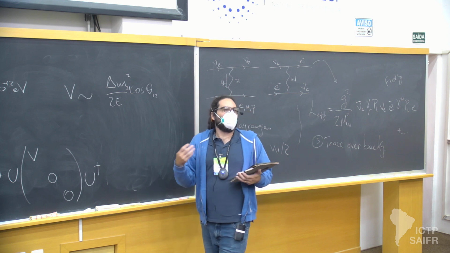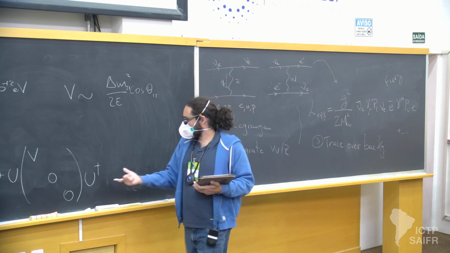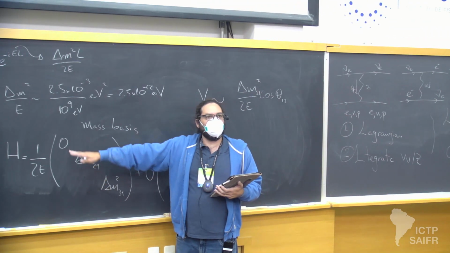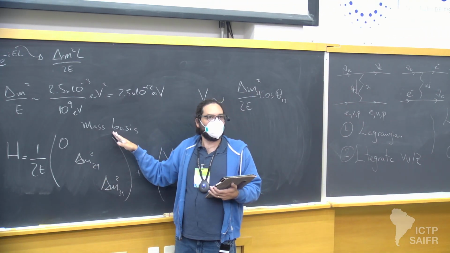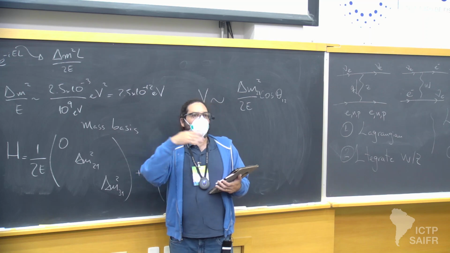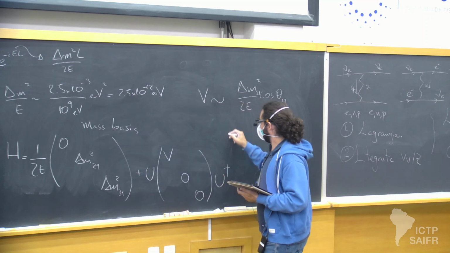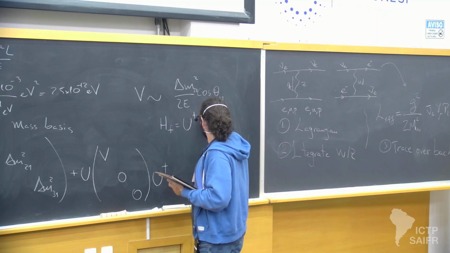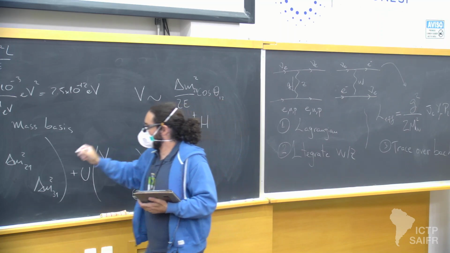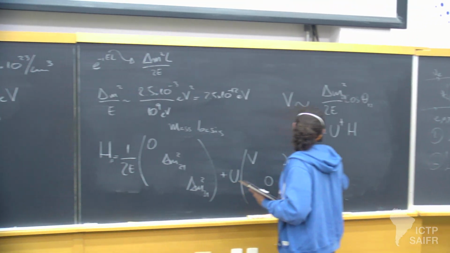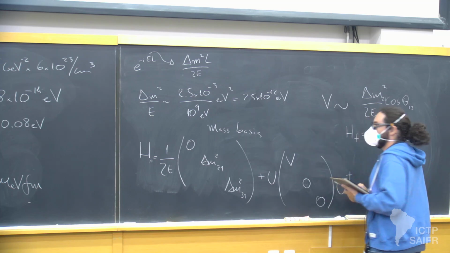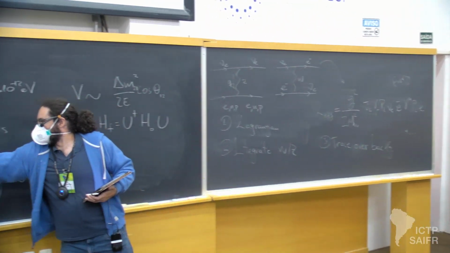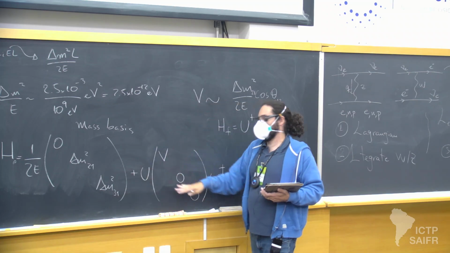Well, it depends where you write, right? The basis you're writing in. Because this is diagonal, it means I'm working in the mass basis. I can always change to the flavor basis by saying that the Hamiltonian in the flavor basis is U times the Hamiltonian in the mass basis, with a 0 here for the mass basis, times U dagger, and then this will be diagonal.